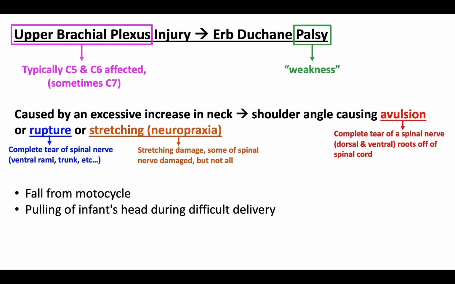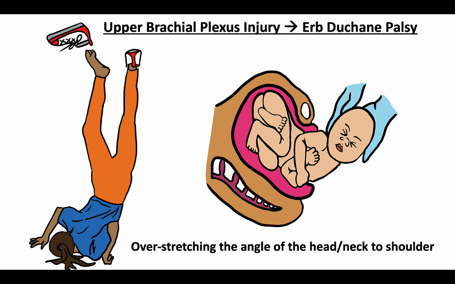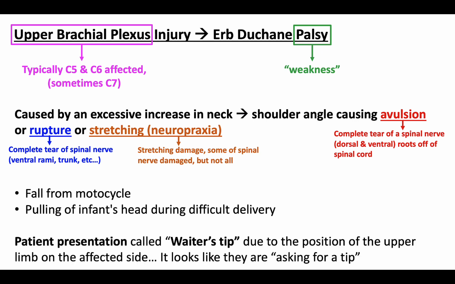Upper brachial plexus injuries occur when you overstretch the angle of your head and neck to the shoulder. When you increase that angle beyond what is natural with some force, it will typically cause this injury to occur. Common examples are falling from a motorcycle and landing on the side of your neck, or pulling on an infant's head during a difficult delivery and stretching the space between their shoulder and their head. This causes an Erb's palsy to occur, where the patient is usually stuck in a specific position called a waiter's tip.